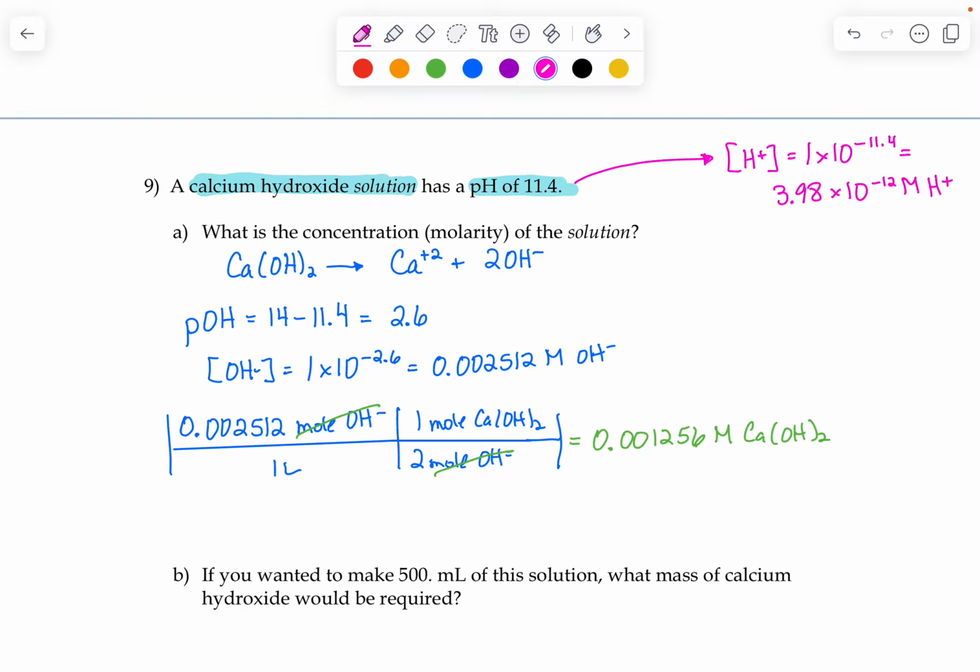Well, if we know the H plus and we need the OH minus so we could get the molarity of the whole calcium hydroxide, we know the equation that if you do 1 times 10 to the negative 14th over the 3.98 times 10 to the negative 12th, that'll give you the molarity of just the hydroxide ion, which would give you an answer of 0.002512 molar. This should sound familiar, right? And from that point forward, you jump right back into the same thing we did here.